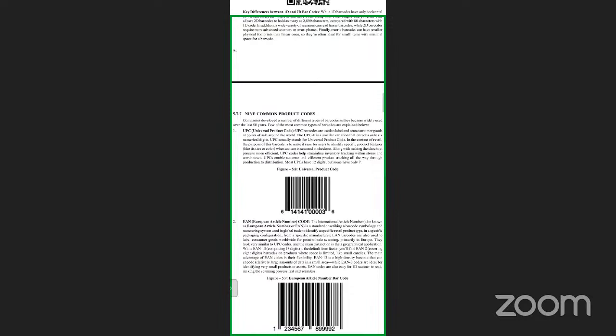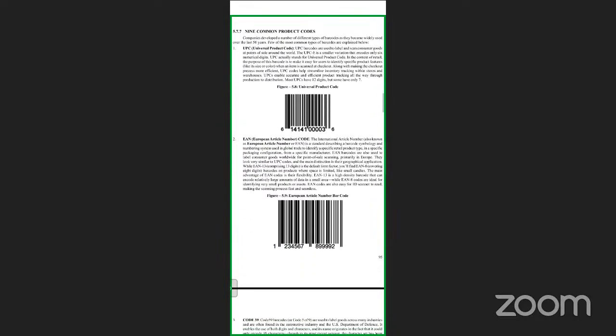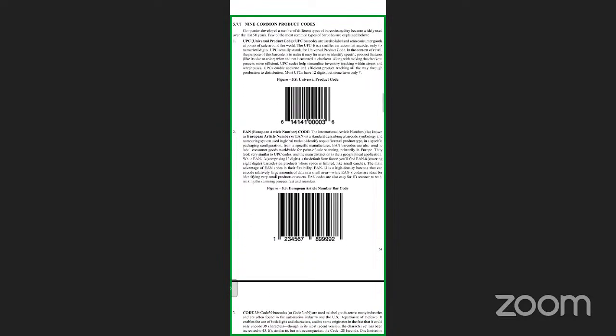And UPC enables accurate and efficient product tracking all the way through production to distribution. Most UPCs have 12 digits, but some have only 7 digits. You can just look at your Universal Product Code.